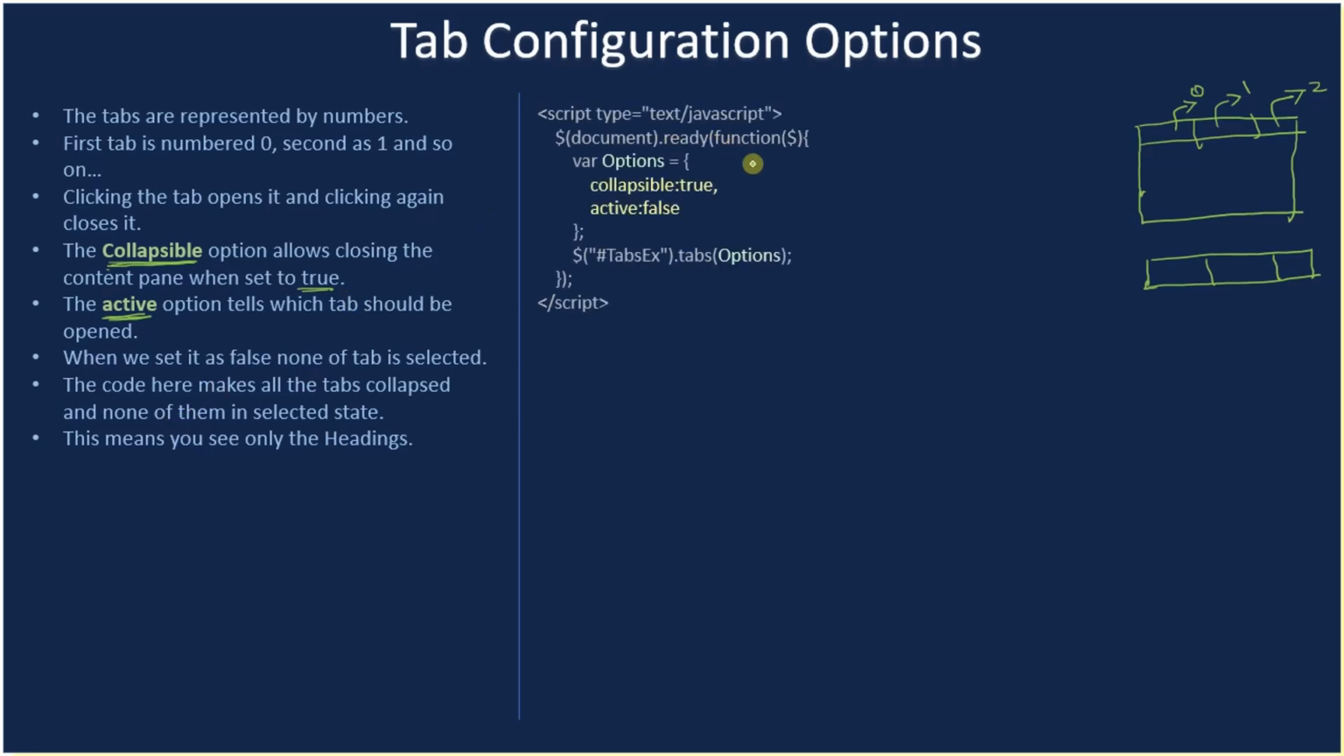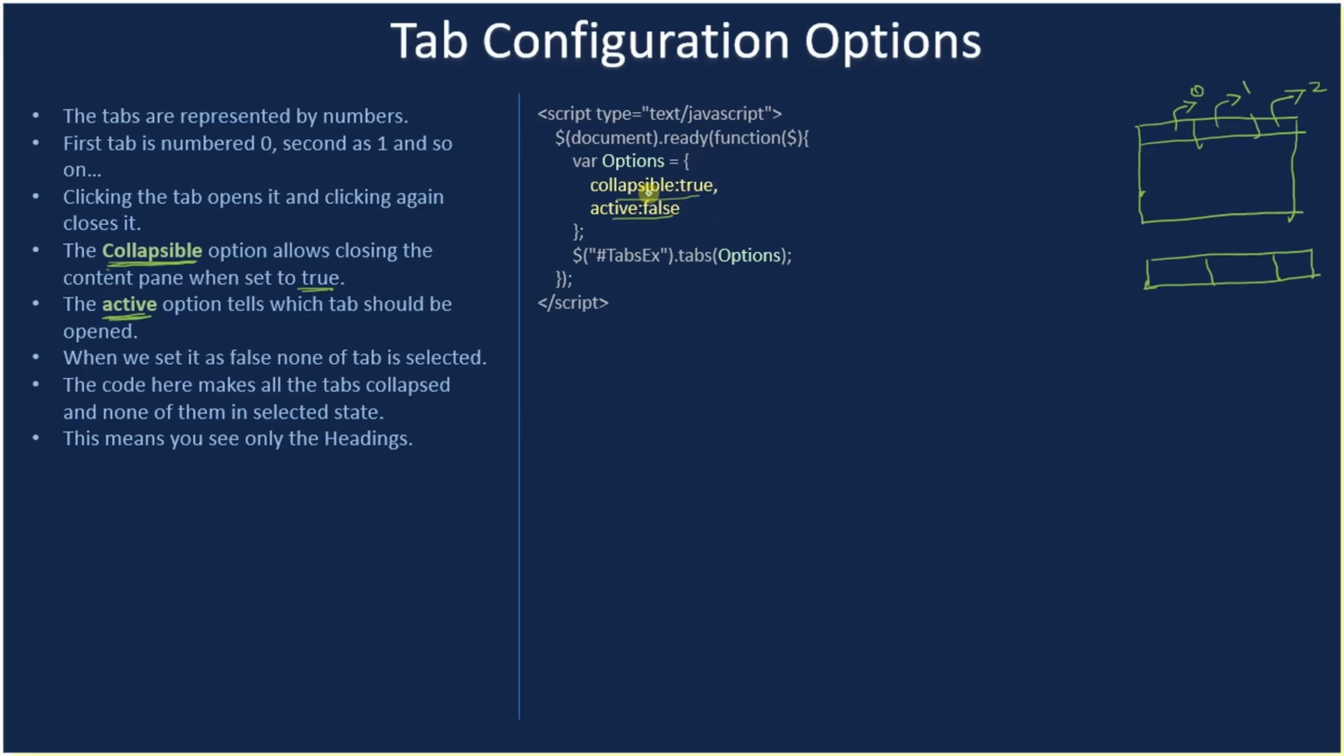Let's look at the code in the $document ready. If you see, we are making use of the options, right? With curly braces, we set the properties collapsible as true and active is false. That means we are stating that we can open and close the tab, and active tab we are setting it as false. That means none of the tab is active. This means all tabs are in a closed state, right?